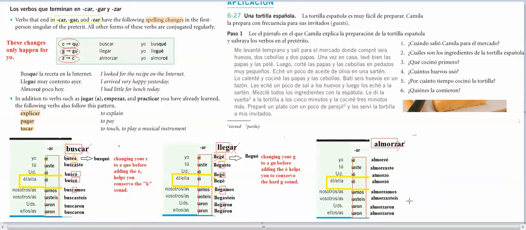Okay, so if I conjugate the verb out following the rules, everything's okay, but in the first person I would end up with a Z next to an E, which I can't have. So what I'm going to do for ZAR verbs, just like I did when I made words that end in Z plural, is change my Z to a C before I add the E. So instead of writing almorzé with a Z, I write it with a C: almorcé. Okay, and you would do that for all of your verbs that end in ZAR.